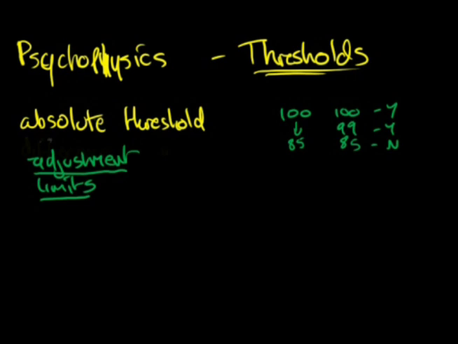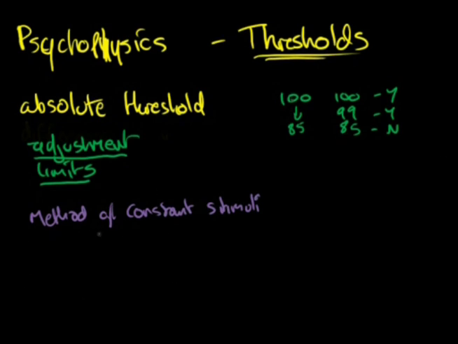The third method is perhaps less intuitive, and it's called the method of constant stimuli. The method of constant stimuli is similar to these, but it's considered to be more accurate, but it takes a bit more time. And it's considered more accurate because it gets, well, we'll see in a second.